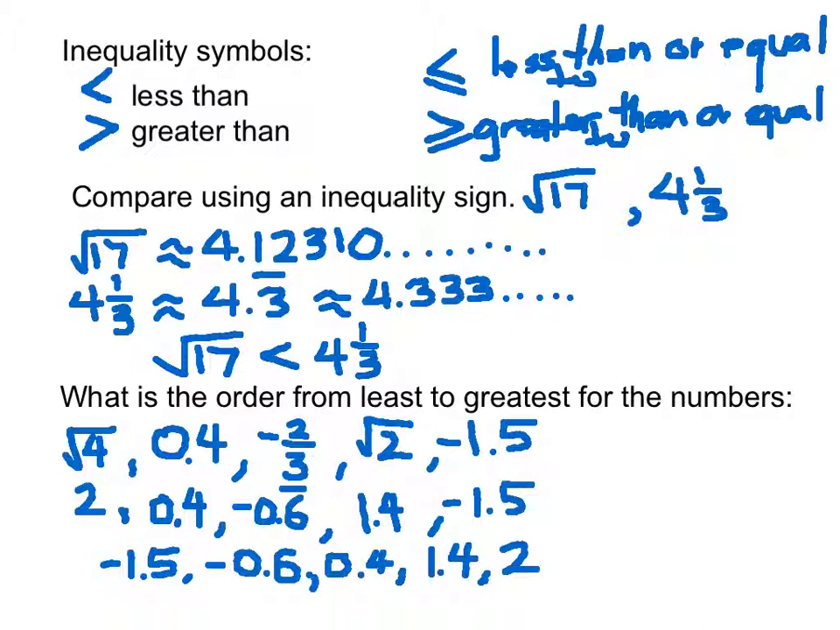So there's my lineup of the decimals, but remember I've got to put them back in the original form. So it should go negative 1.5, then negative 2/3, then 0.4, then square root of 2, and then the square root of 4.